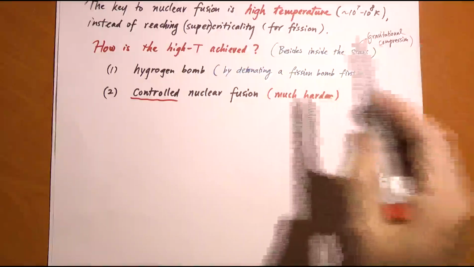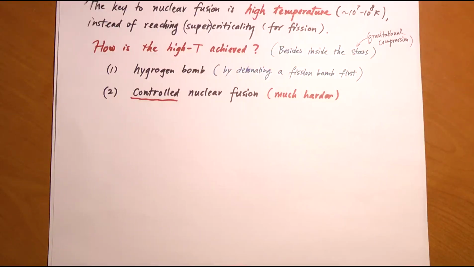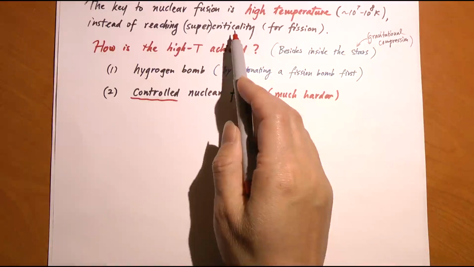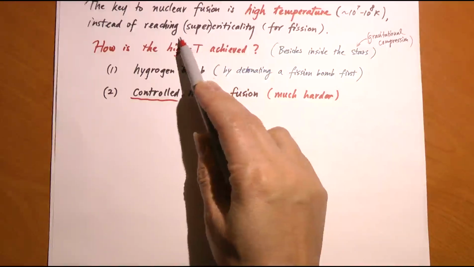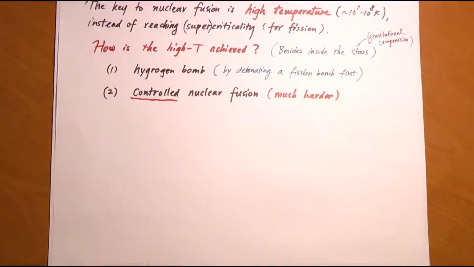Instead of reaching supercriticality for fission. For fission, if you want to build a bomb, you need to reach supercriticality. And if you want to sustain a chain reaction for a nuclear power plant, you just have to reach criticality, just barely, so that k equals 1, and the chain reaction can go on. It has nothing to do with temperature, okay, for fission. So the condition is different.